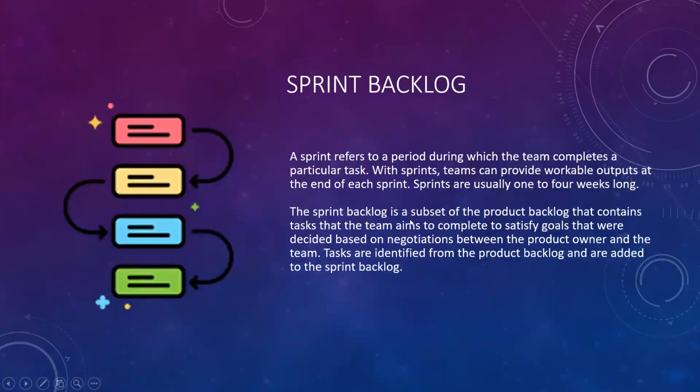And the sprint backlog is a subset of the product backlog that contains tasks the team aims to complete to satisfy the goal that we decided based on the negotiation. So we are talking about the backlog items, right? The product backlog is a huge one. The sprint backlog is a small piece of it that we take and define as the items we are going to complete within the given period of time, 2 to 4 weeks.